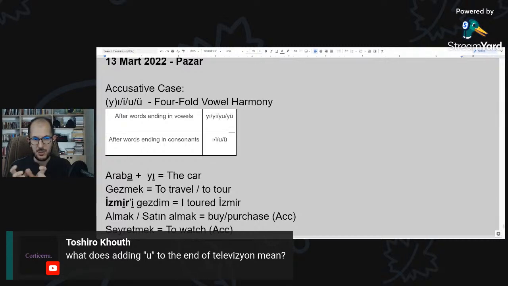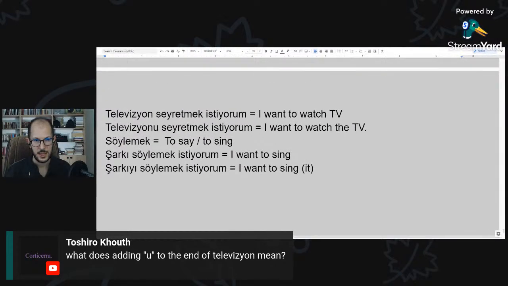If the noun that we're attaching to ends in a vowel, then we have to add our buffer letter, the y sound, in front of the accusative suffix. So it becomes yı, yi, yu, yü. The other case markers were always two-fold vowel harmony. So they had two choices, like the locative case, de, da, when you're talking about a place, meaning at, on, in, or den, dan, meaning from, for the ablative, or e, a, or ye, ya, for the dative, saying to. But the accusative case has four options. It's a four-fold vowel harmony. So the u here, in televizyonu, it's actually the accusative case. Okay, so you have to be careful with the vowel harmony.